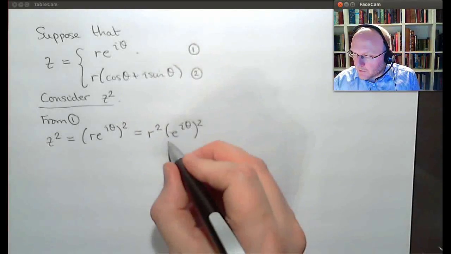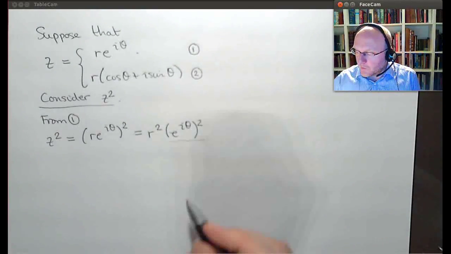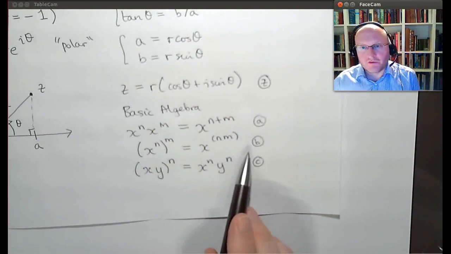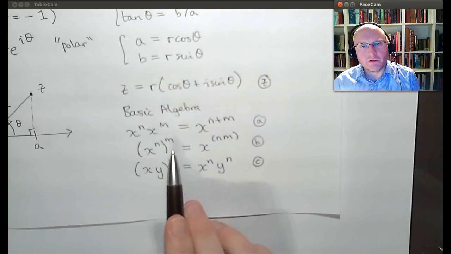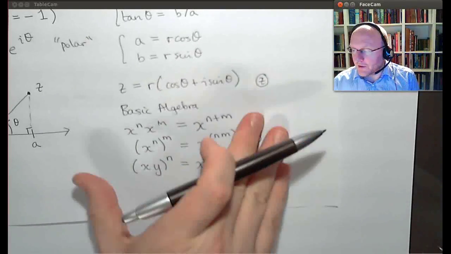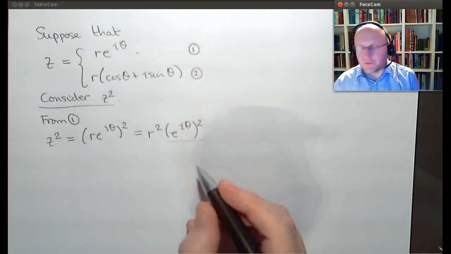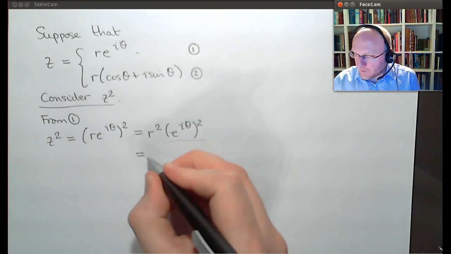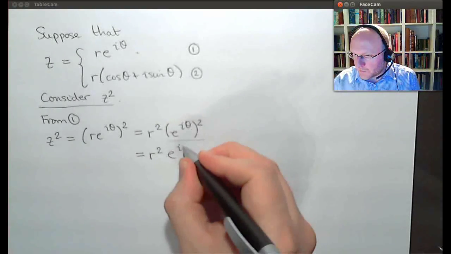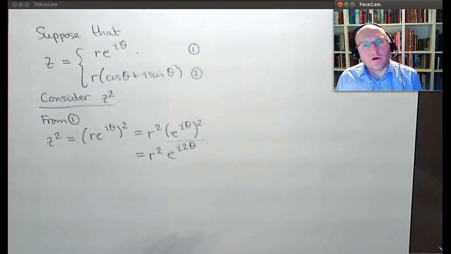Okay, but now look at this second part. We have a power to another power. So again, recall our basic rule of algebra, rule B, one power to another, we multiply the powers together. So let's do that here for our complex number expression. Applying that to the second part, we must get e to the i 2 theta.